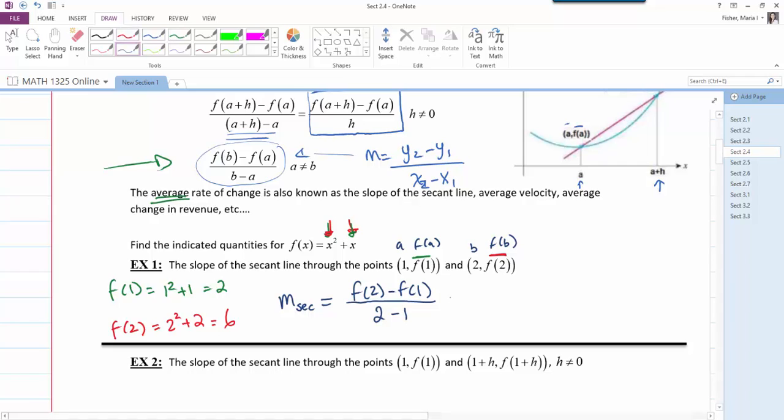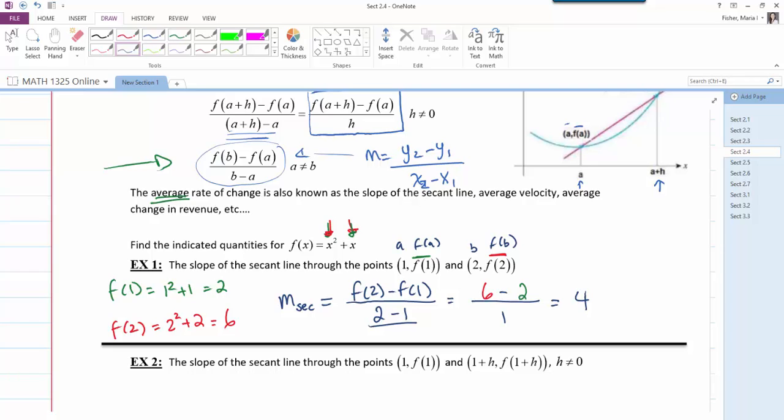So again, what was f of 2? We found it to be 6. And f of 1 we found to be 2. So we have 6 minus 2 over 2 minus 1, which is 4 over 1. So the average rate of change, or the slope of the secant line from 1 to 2, is equal to 4.